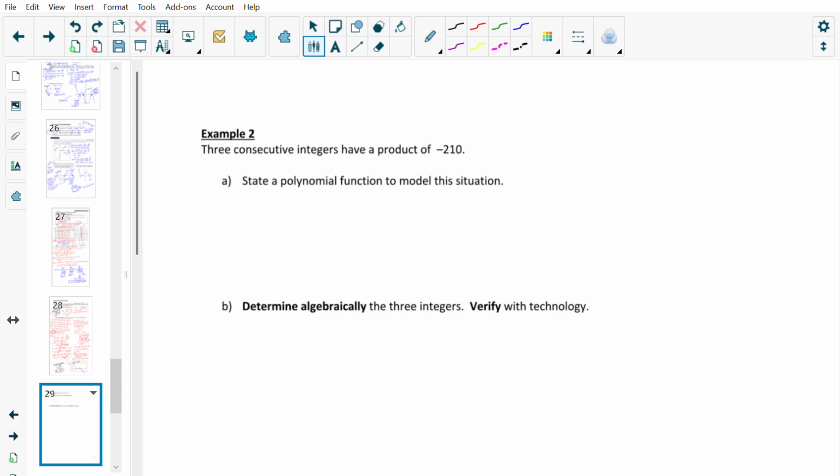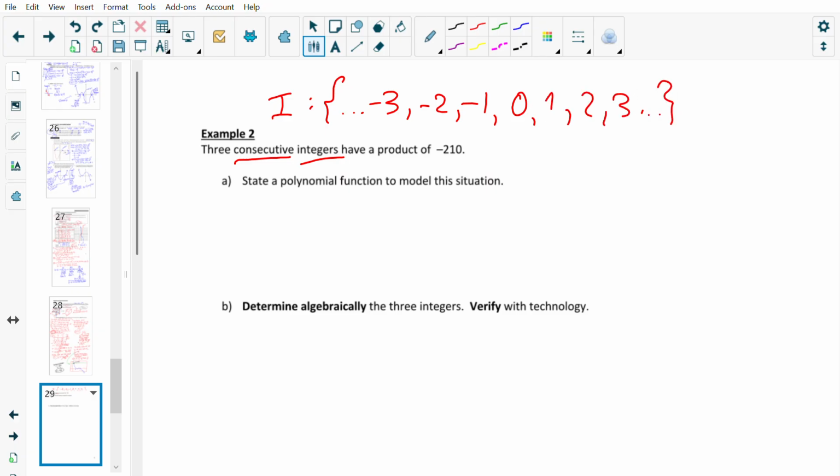Okay, word problem. 3 consecutive integers have a product of negative 210. State a polynomial function to model this situation. What does consecutive mean? So integers first of all. Okay, that's an integer. Consecutive integers, like -1, 0, 1 are consecutive. 1, 2, 3 are consecutive, right?